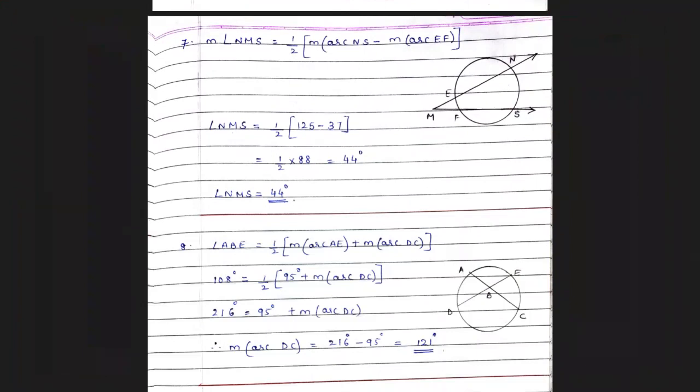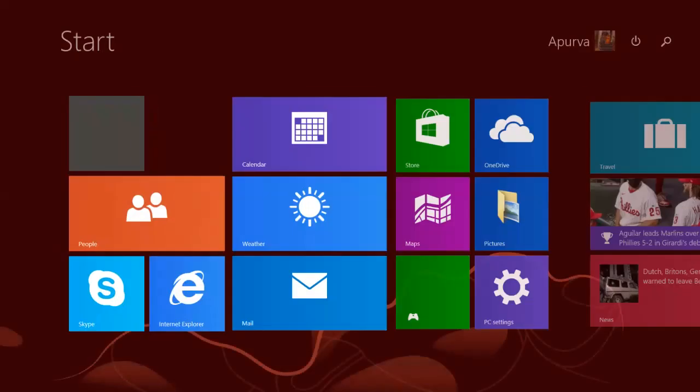Now question number 8. The figure is given to you. You are supposed to find out what is angle ABE. It's a direct application of the formula again. Half of the measure of arc AE plus the measure of arc BC. You are given arc AE as 95. So BC you have to find out. Cross multiply, 108 into 2 is 216 minus 95. Your answer is 121 degrees. So that's question number 8.